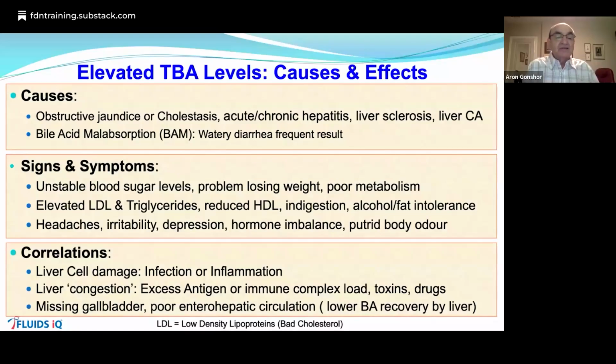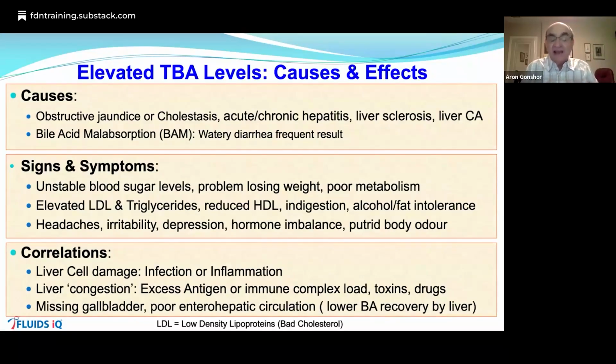It becomes pretty obvious. And the signs and symptoms of that are, again, well known: unstable glucose levels in the blood. They have problem losing weight. Whatever they do, they can't seem to lose weight. And they complain of poor metabolism. What do they have? Elevated LDL. Those are the low density lipoproteins. That's the bad type of cholesterol metabolite. Elevated triglycerides, reduced high density lipoproteins, which are the good ones. Indigestion, alcohol or fat intolerance.